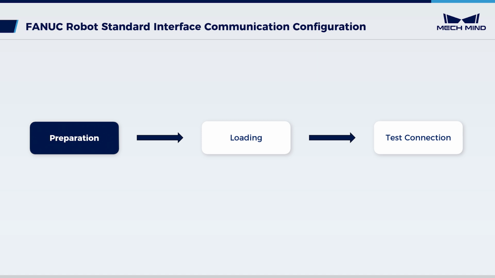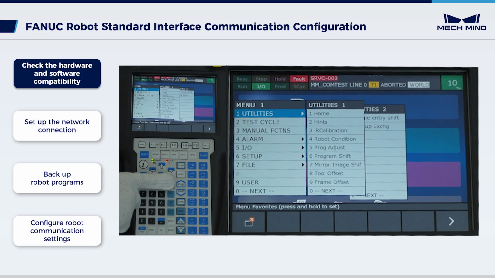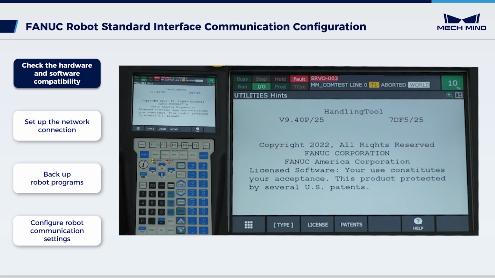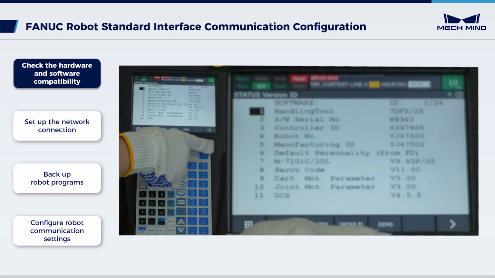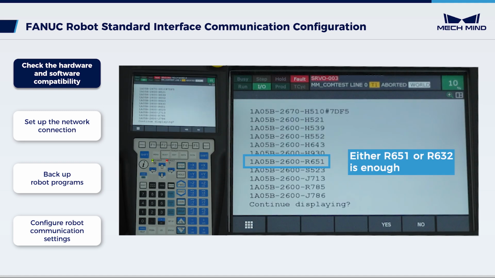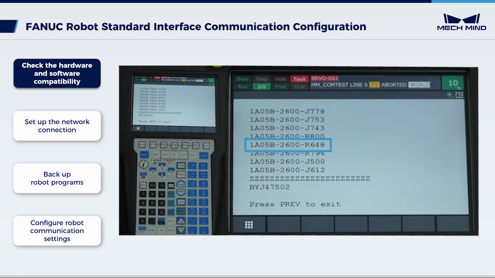To begin with, complete the preparation work. Confirm that the controller system software version is either version 7.5, version 7.7, V8 or V9. Please confirm that the additional controller software packages are either R651 or R632, as well as R648, which is required.